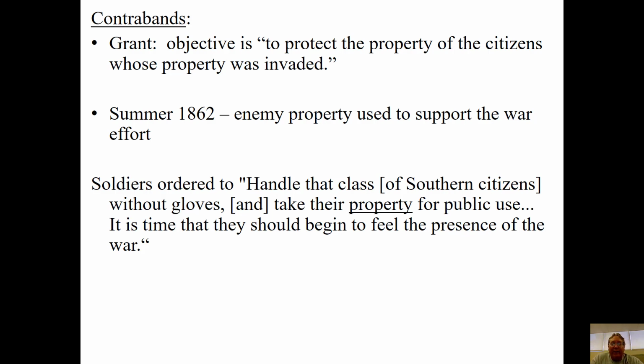They don't have to work on the plantations. Their white owners don't have control over them right now. So what do you do with them? Put them to work for you, right? Pay them, use them as paid labor like you would with anybody else.